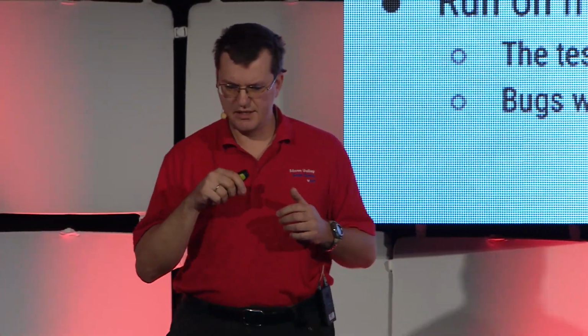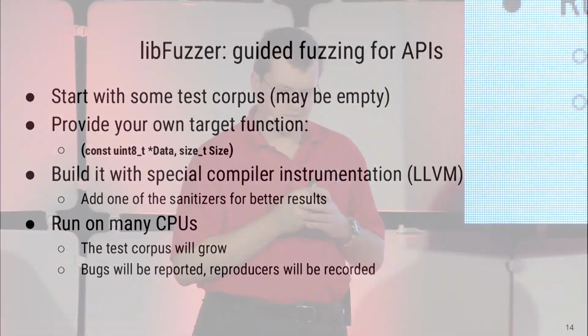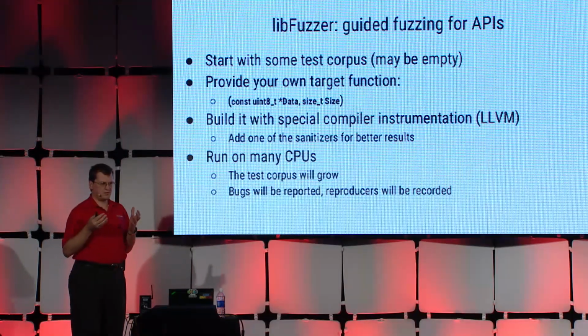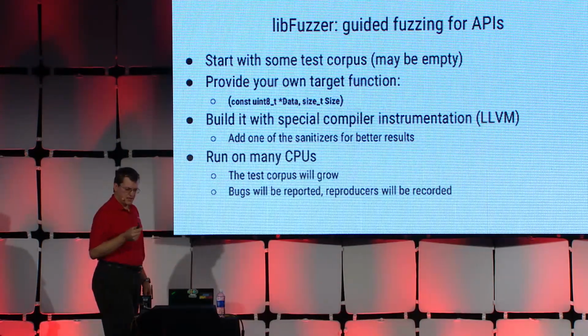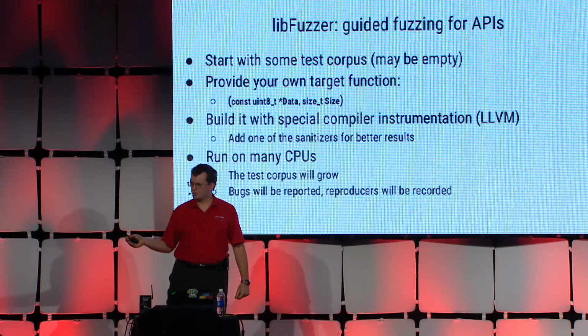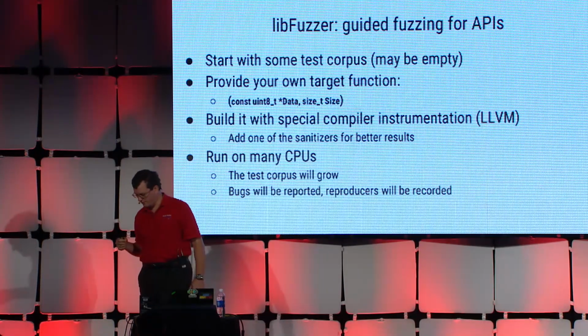But I want to dive deeper into one specific fuzzing tool which my team develops. The tool is called libFuzzer, and it performs guided fuzzing for other libraries or for APIs. And this slide explains how to use this tool. So first of all, if you're testing something, come up with the initial test suite for the thing you are testing. In some cases, this initial test corpus could be empty, but the more inputs you provide, the easier it will be for the fuzzer.